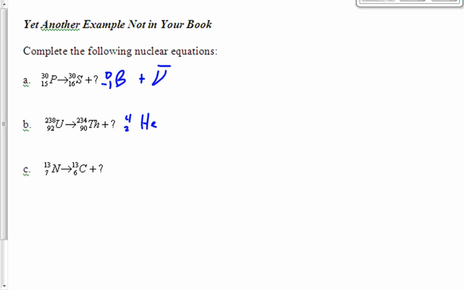13 plus 0 equals 13. 6 plus 1, right? Careful there. It's plus 1 this time. Goes to 7. This is going to be a beta positive particle plus anything else? A neutrino. It's going to look like this.